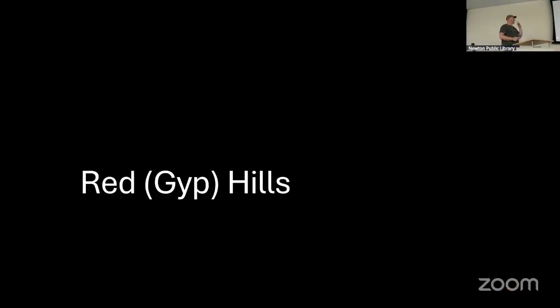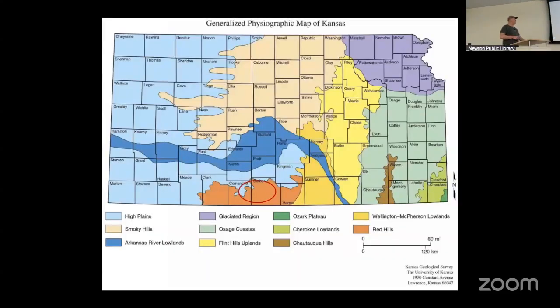So now we're going to switch gears and head south. This is another area that's connected to my family history. This is the red, or some people call it the gyp or the gypsum hills. The first place we're going to go down here is around Barber County and Comanche County. And this is another area that my dad and I spent a lot of time together photographing.